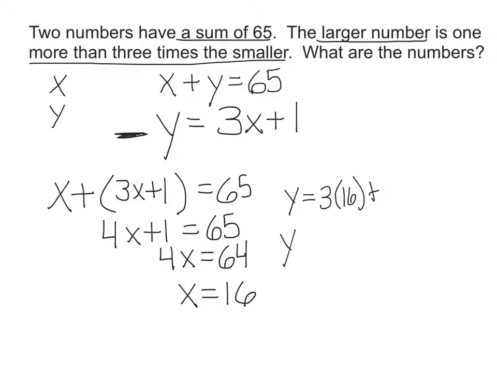Once I do that, I end up with 48 plus 1. So my y value ends up being 49. And now I have both my numbers. Two numbers that have a sum of 65, and the larger number is one more than 3 times the smaller.